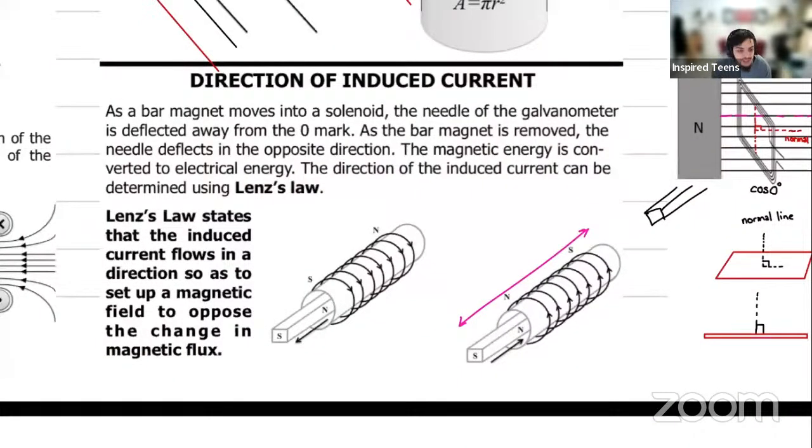Then we'll discuss the second last thing here, the direction of induced current. As a bar magnet moves into a solenoid, the needle of the galvanometer is deflected away from the zero mark. As the bar magnet is removed, the needle deflects in the opposite direction. The magnetic energy is converted into electrical energy. The direction of induced current can be determined using Lenz's law. Lenz's law states that the induced current flows in a direction so as to set up a magnetic field to oppose the change in magnetic flux. Okay, so that's important to understand.